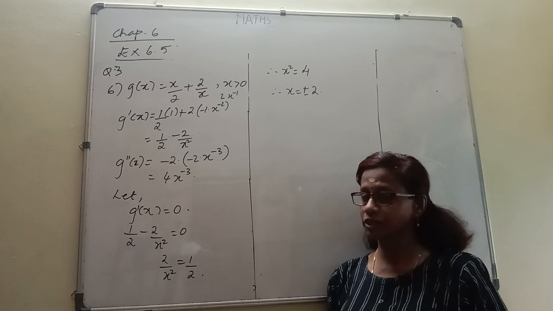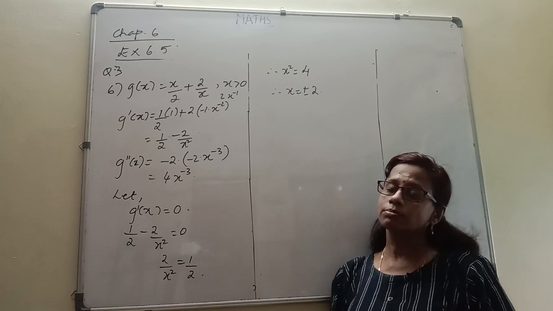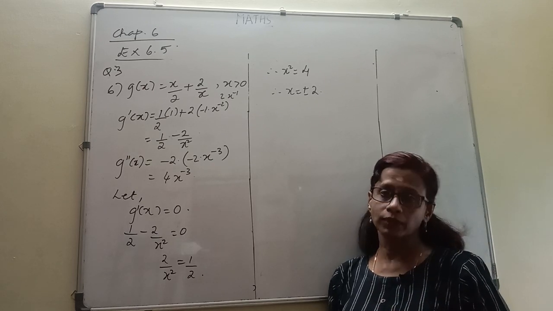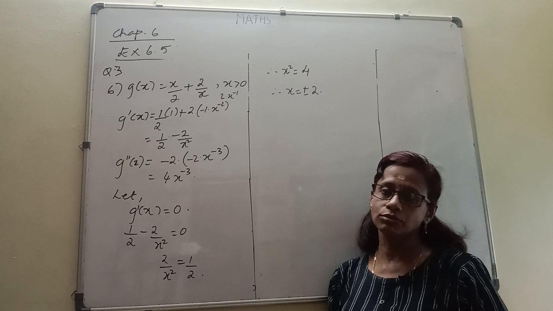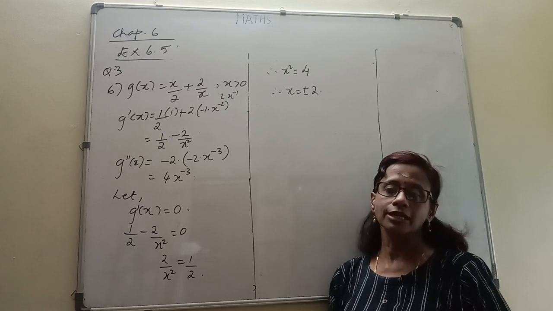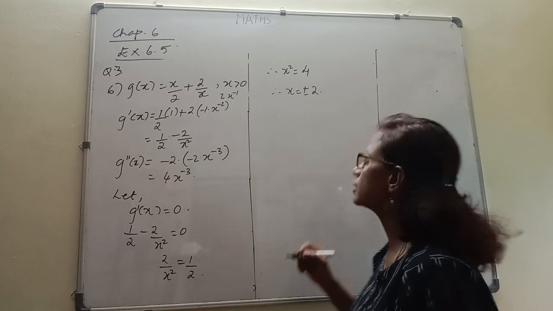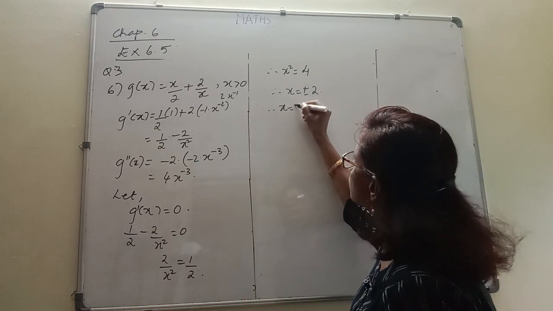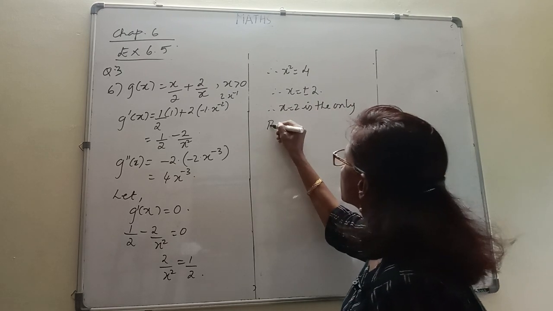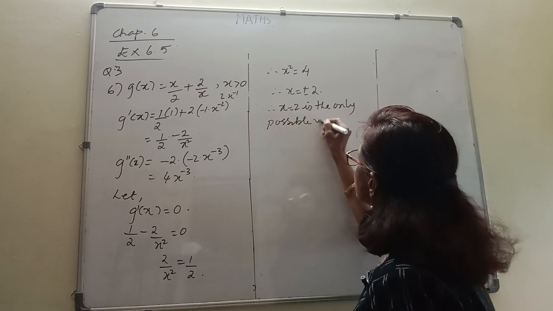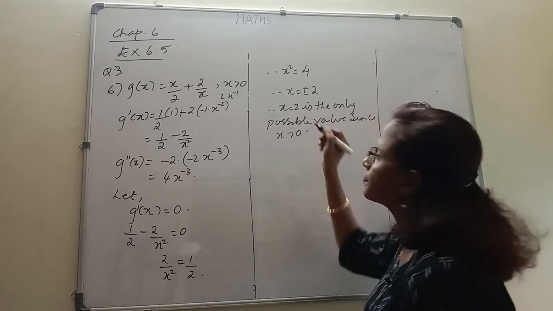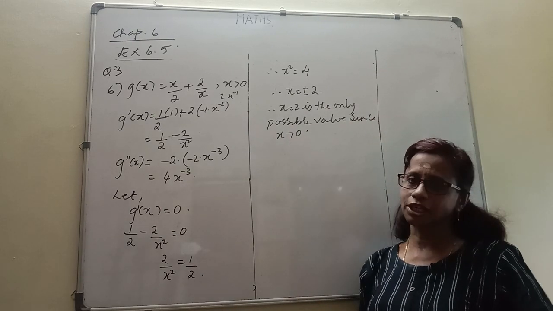But there is a problem here. We cannot take both these values, plus 2 and minus 2. Why? Because they have told us the domain is x greater than 0. So we don't have to take the negative value at all. We have to only consider x equal to 2. So therefore x equal to 2 is the only possible value, because the domain is like that. Since x is always positive, we are going to take that value. So we need to do the checking for that itself.